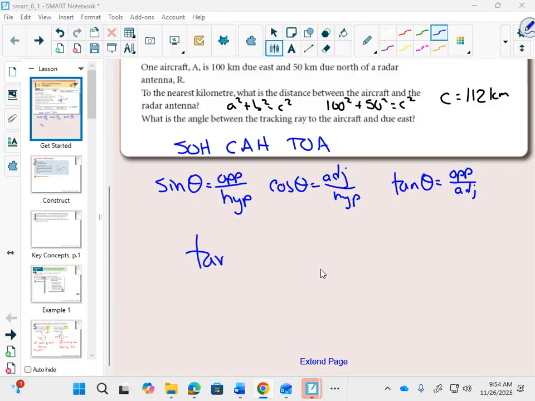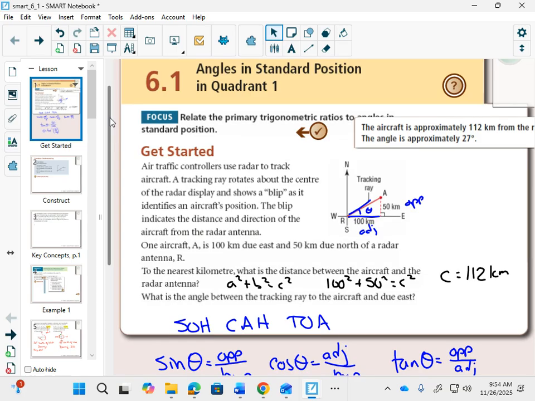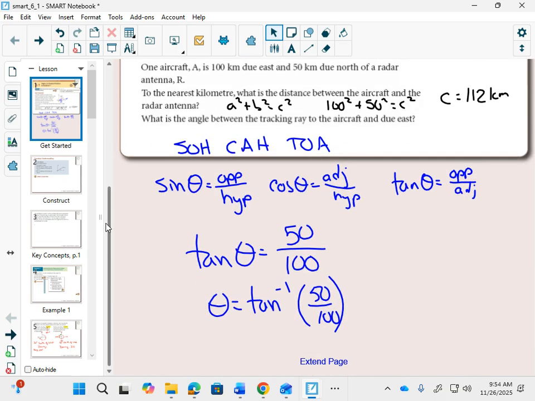So I would go tangent of theta is opposite over adjacent, 50 over 100. And then how do you find theta with your calculator? The opposite of tan is tan inverse. So you do tan inverse of both sides. Type this into your calculator, and you get, what did it say, 27? 27 degrees.